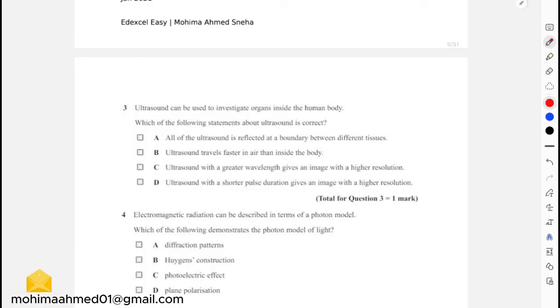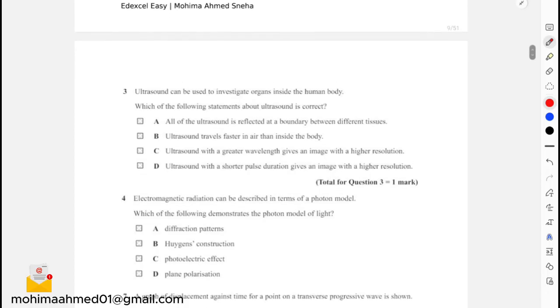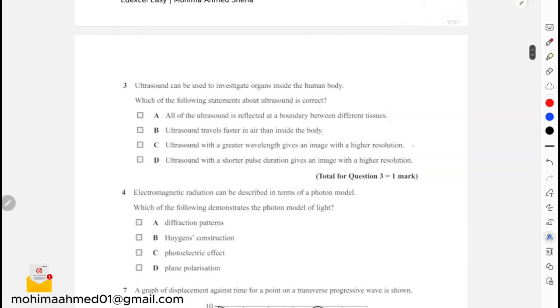Ultrasound with a greater wavelength gives an image with higher resolution, which I can clearly understand is wrong. Ultrasound with a greater wavelength will cause diffraction, which will create lower resolution. We just saw that in the previous question. So obviously part C is wrong, and ultrasound with a shorter pulse duration gives an image with higher resolution. This one's correct. Over here, answer D is your correct answer.